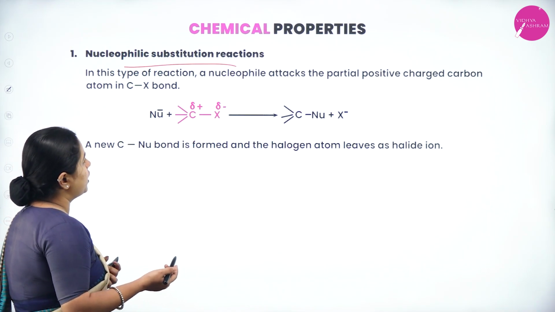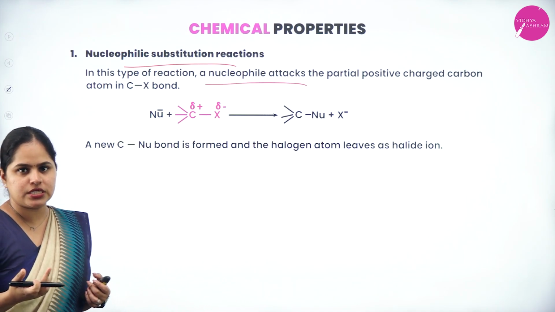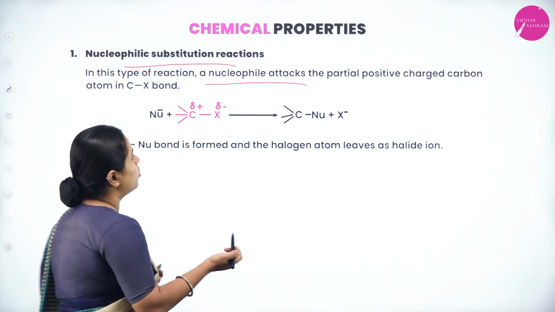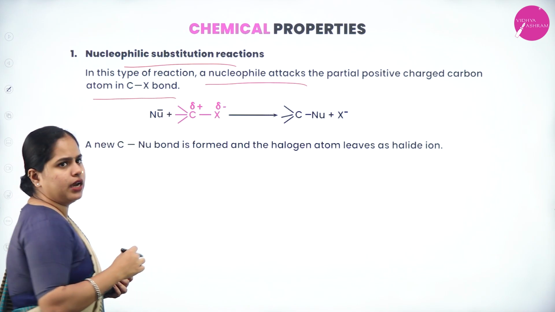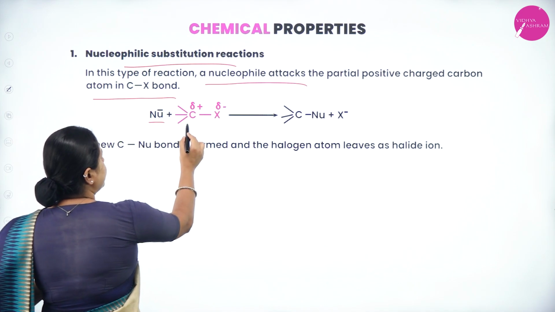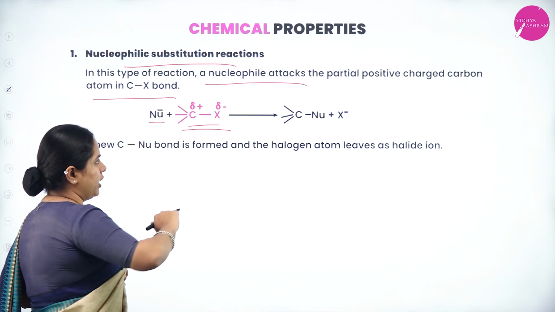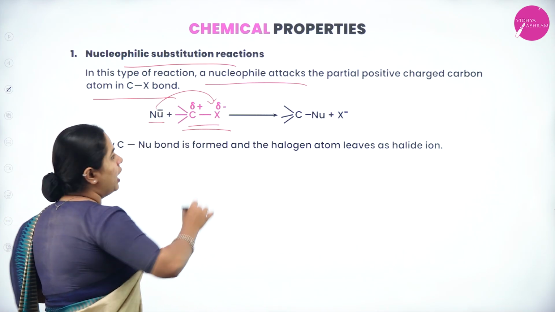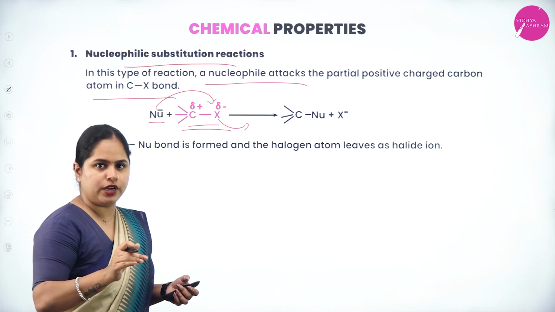In this type of reaction, a nucleophile, which is a negatively charged species, is attracted towards a positively charged species: the partial positive charged carbon atom in the carbon halogen bond. As you can see here, a nucleophile, and this is the carbon halogen bond of your haloalkane. Now what happens? The nucleophile will attach to the carbon atom and the halogen atom will be removed. That means instead of halogen, the nucleophile will attach there.